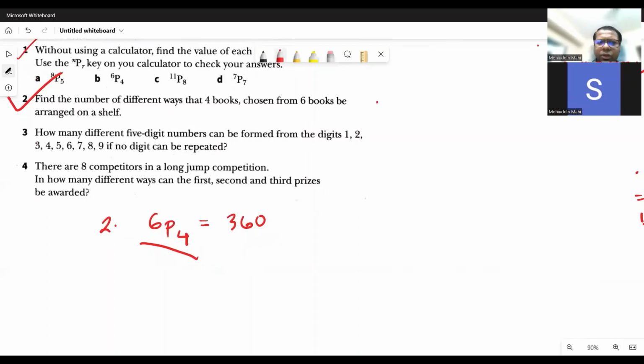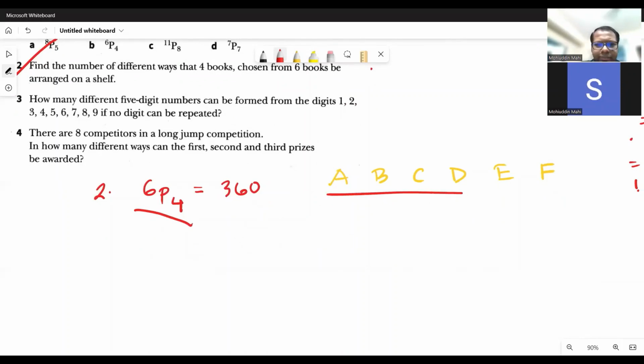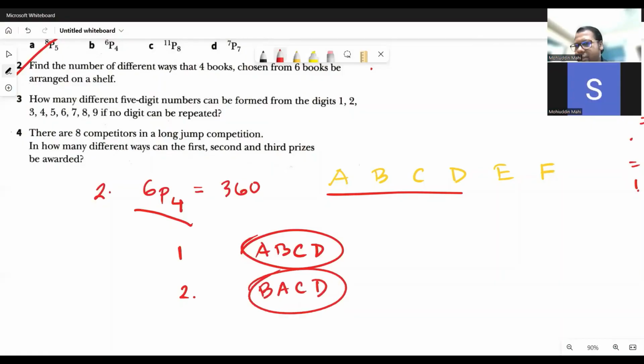Because we have 6 books. So for example, the books are A, B, C, D, E, F. Now what you have to do, you have to pick 4 books from here and arrange them on a shelf. So you can pick these 4 books, A, B, C, D. So that can be an arrangement. So for example, arrangement number 1. If you shuffle the books, just change the position of book B and A, that's going to be another arrangement.